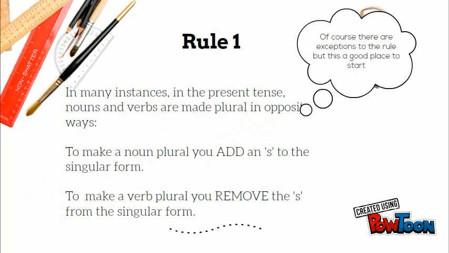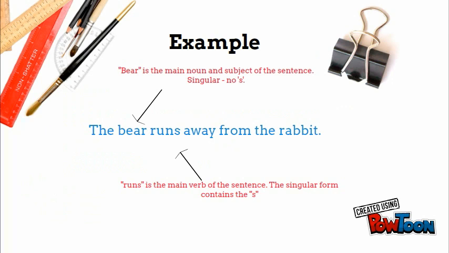Here's rule 1. In many instances, in the present tense, nouns and verbs are made plural in opposite ways. To make a noun plural, you add an S to the singular form, but to make a verb plural, you remove the S from the singular form. Let's look at our first example.